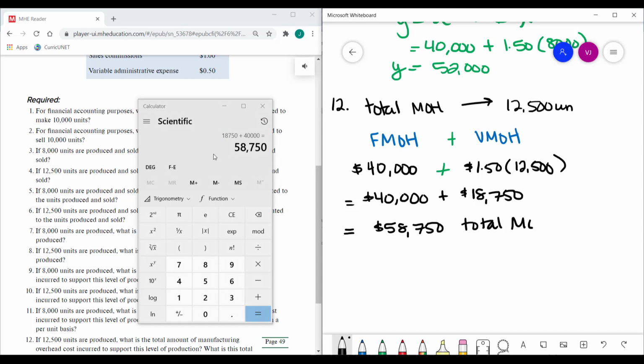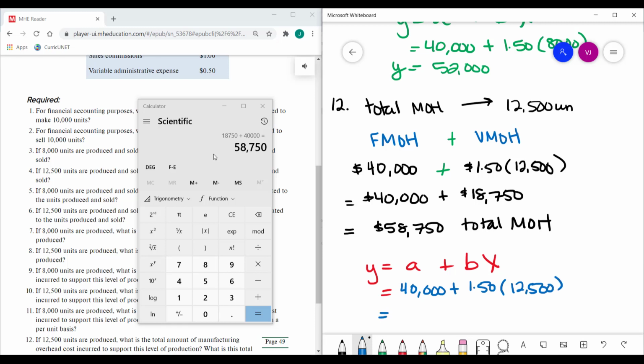Total manufacturing overhead cost. And again, just a reminder, this goes back to that cost formula of y equals a plus bx. A being the fixed portion of the cost, in this case 40,000, b being the variable cost per unit, which is the 150, and x being your level of activity, which in this case is 12,500. And y is your total cost or your total mixed cost. In this case, the total mixed cost that we're trying to find is total manufacturing overhead, and that gave us the 58,750. And this is not just a cost formula, but this is also the equation of a line.